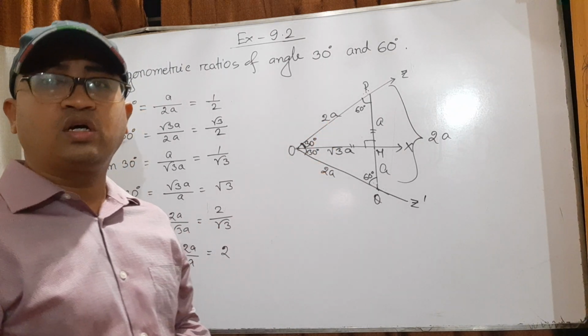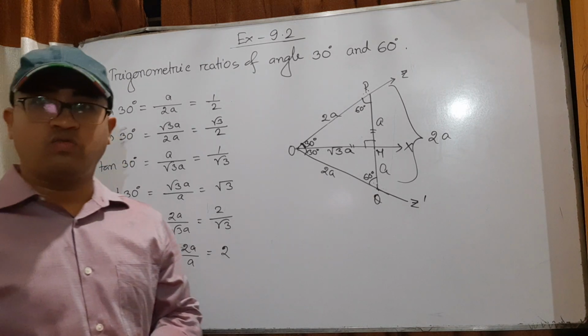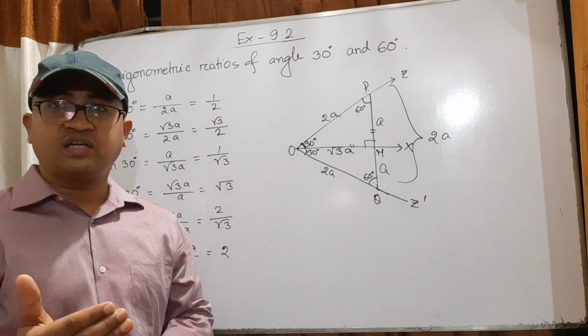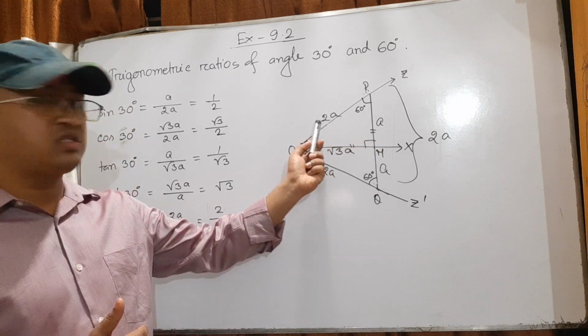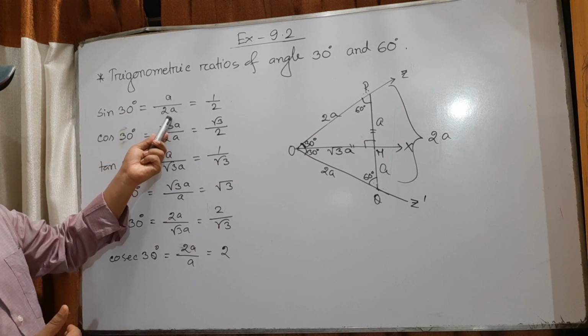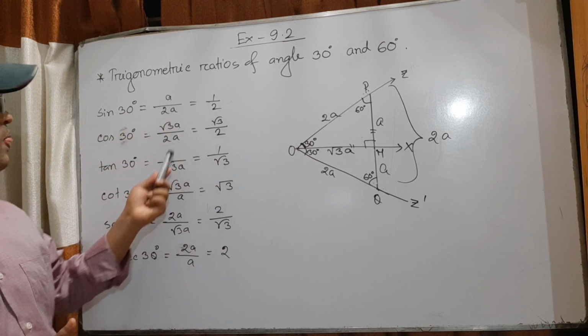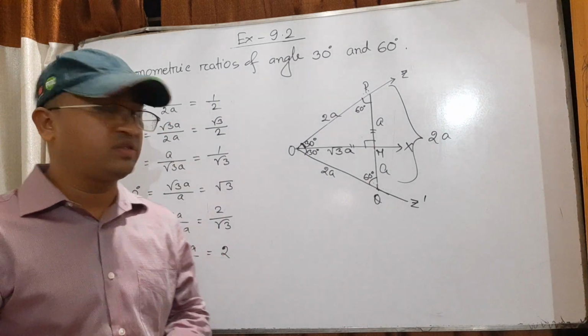Now we come to the ratio. Sine 30 degree, I mean sine theta. What is sine theta? Opposite side by hypotenuse. Opposite side A, hypotenuse 2A. So A by 2A, you cancel A and A, it will be 1 by 2. So the value of sine 30 degree is 1 by 2, I mean half.